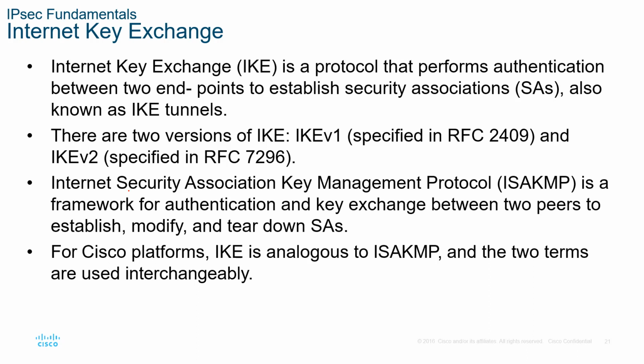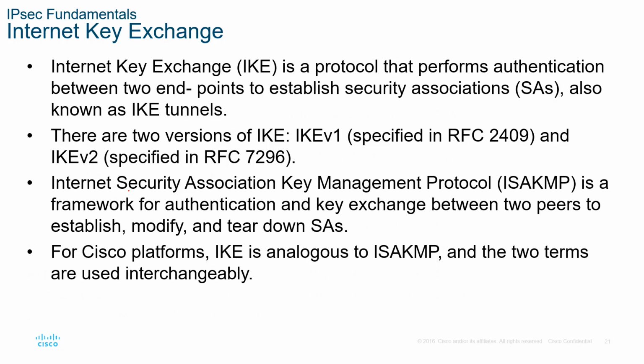We have the Internet Security Association and Key Management Protocol, ISAKMP. This provides the framework for the authentication and the key exchange between our two peers. This basically allows us to build, establish, modify, and tear down the appropriate security associations using our IKE modes. For the Cisco platform, IKE is the analogy to ISAKMP, and the two terms are going to be used interchangeably throughout this material.